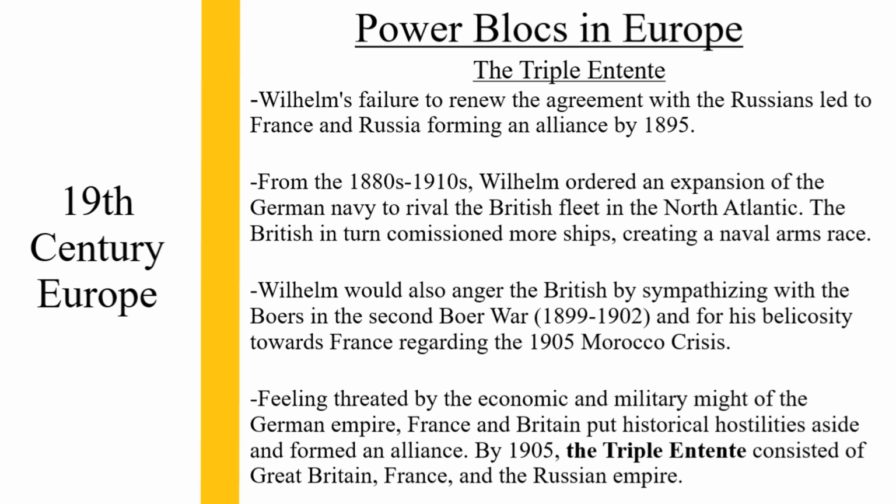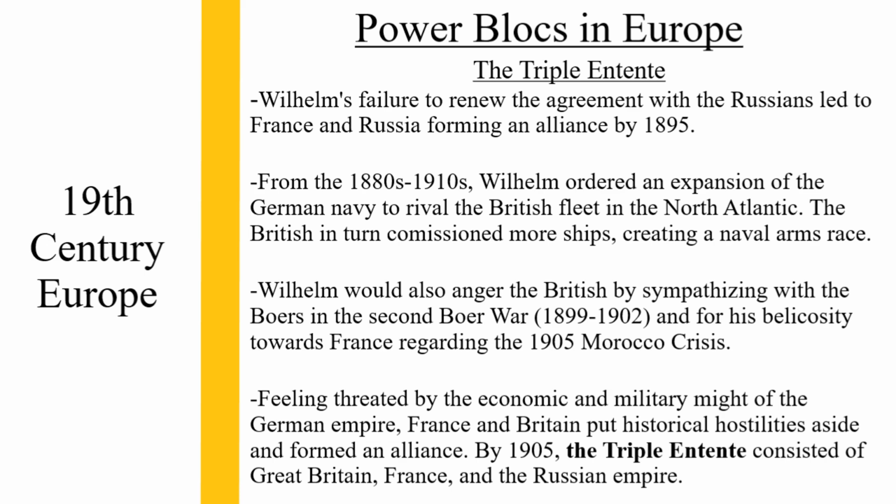You also have, from the 1880s to the 1910s, Wilhelm ordered an expansion of the German Navy to rival the British fleet in the North Atlantic. The British in turn commissioned more ships, creating a naval arms race. Wilhelm would also anger the British by sympathizing with the Boers in the Second Boer War, which lasted from 1899 through 1902, and for his bellicosity towards France in the 1905 Morocco crisis.